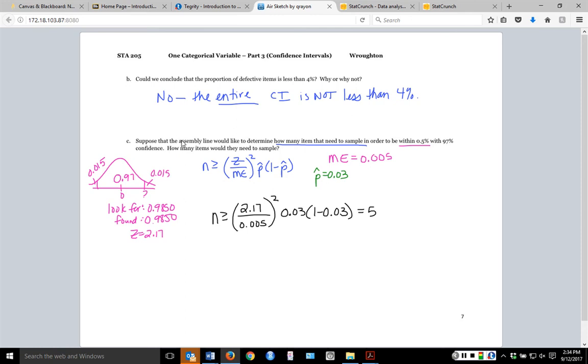And that should give us 5,481.2. Remember, it's got to be a whole number here. We always round up. So we're going to do 5,482 items. So we need to sample at least 5,482 items.